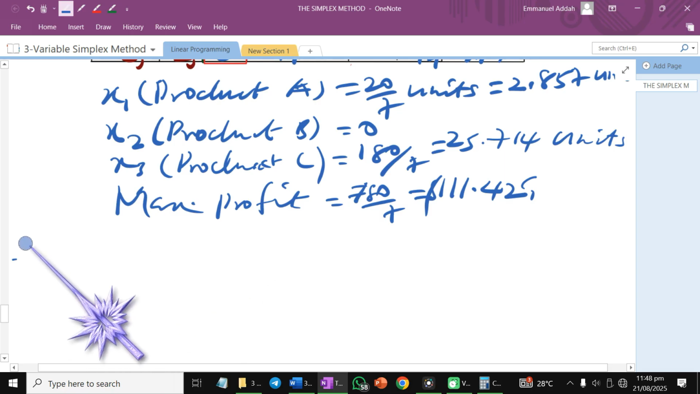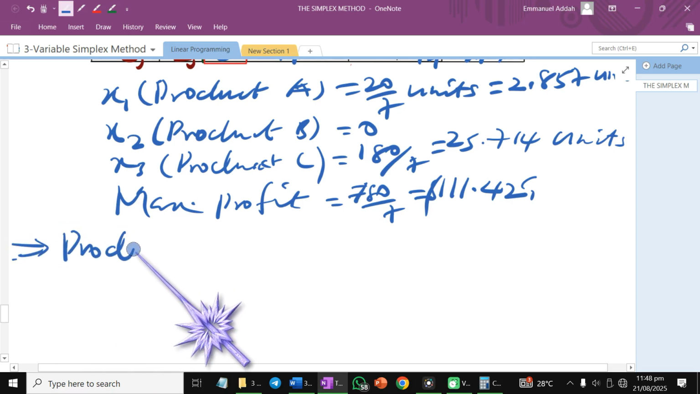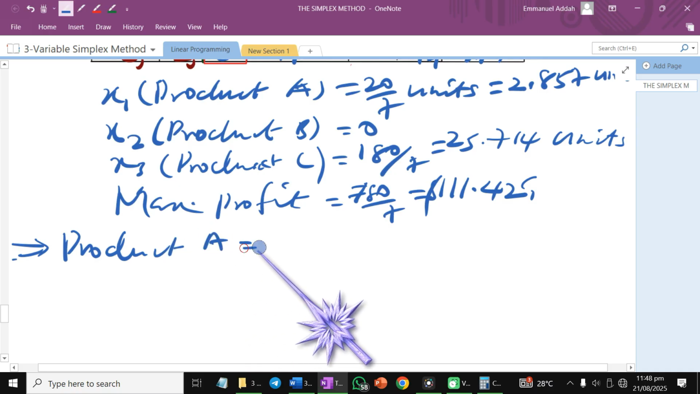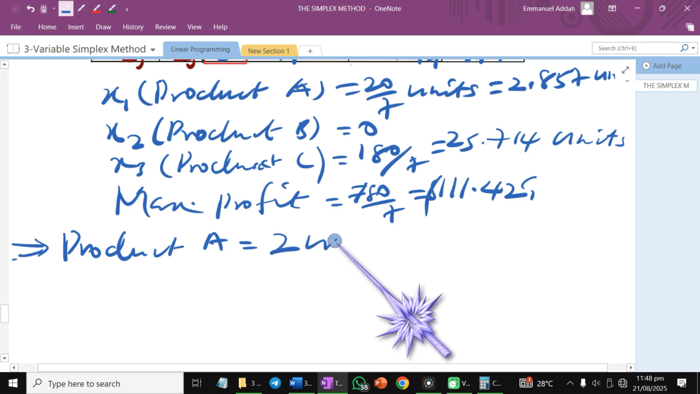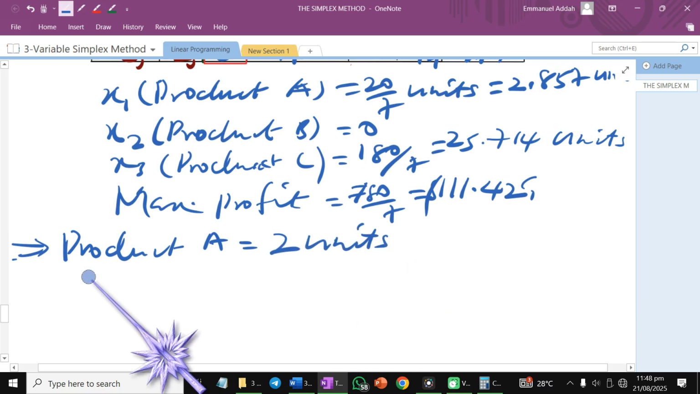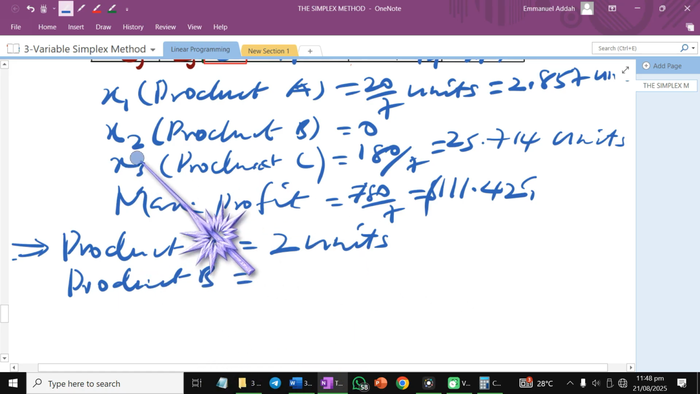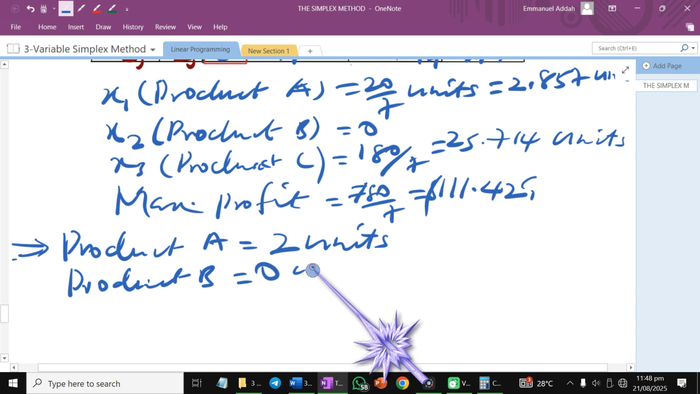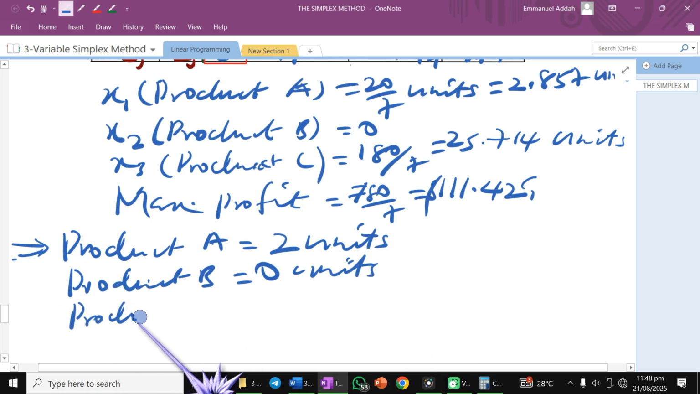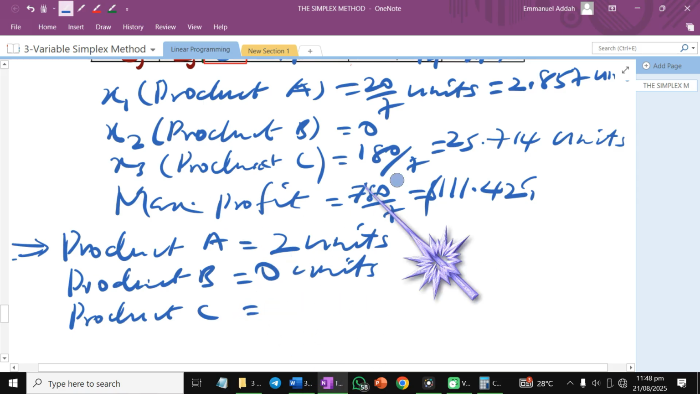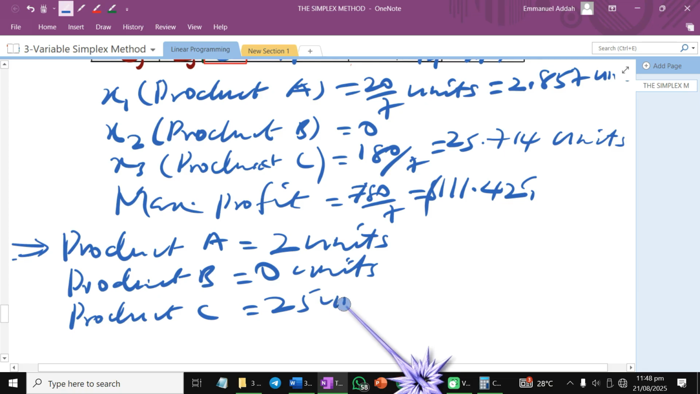We can now conveniently say that product A is equal to 2 units. Product B, I should produce how many units? 0. While product C, I should produce 25 units.